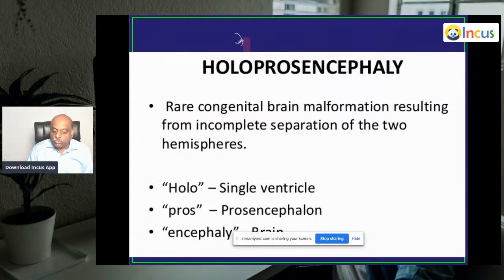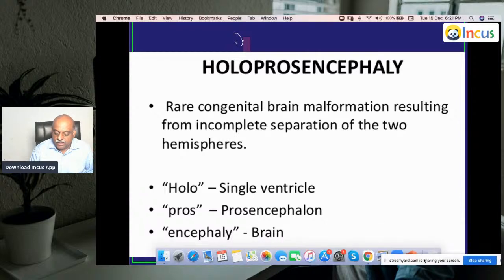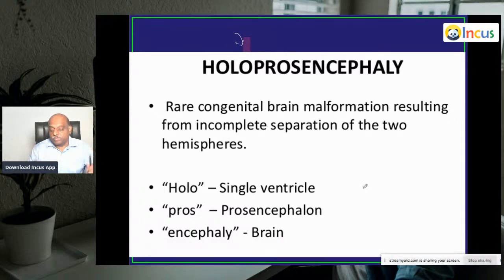So that is called cyclopia. Then what is holoprosencephaly? Whenever there is an incomplete separation of the two hemispheres, then you call it holoprosencephaly. Holo means single ventricle, pros means prosencephalon, and encephaly means brain.